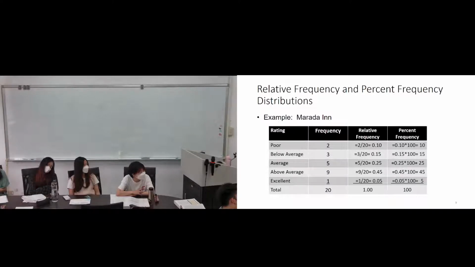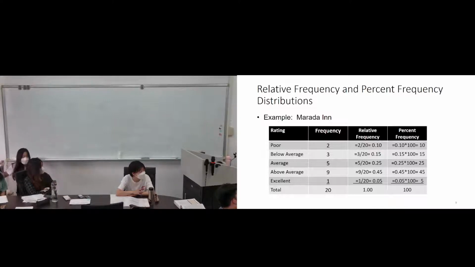And then below average, 3 guests rated below average. We divide 3 by 20, which is 0.15, and then we multiply it by 100%. 15% of the 20 guests rated below average. And then 5 average. We divide 5 by 20, which is 0.25, and multiply it by 100%. 25% of the 20 guests gave a rating of average.